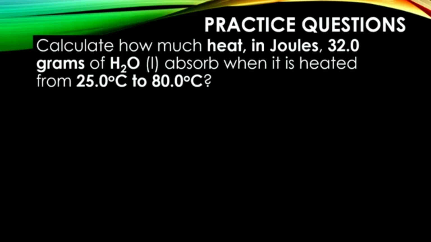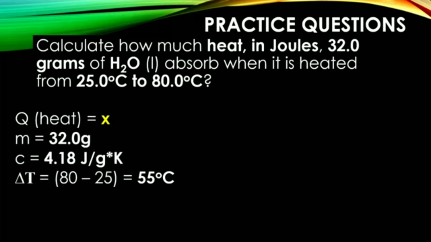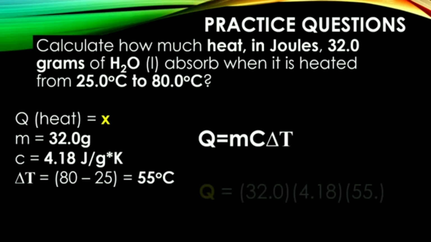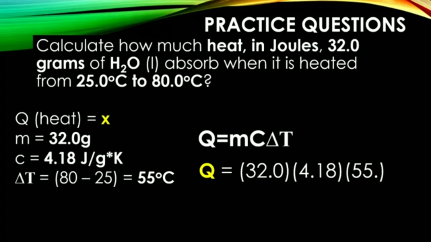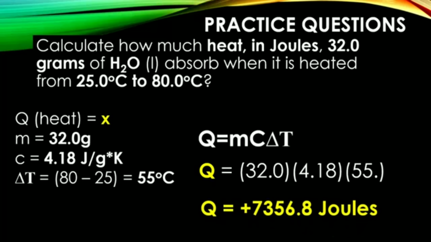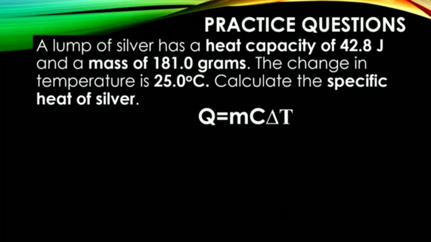The first thing that you must always do is set up a variable table. So here we're looking for Q, which is heat, so we can assign this the variable X. We are given the mass and the change in temperature. Remember, one value is always coming from Reference Table B. That is the specific heat capacity. Once we substitute, all we have to do is use our calculator to solve. Notice that this is an endothermic reaction as represented by its positive delta H.